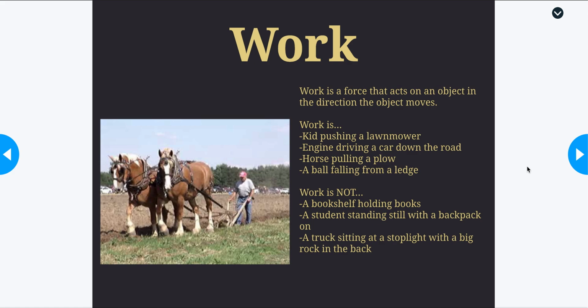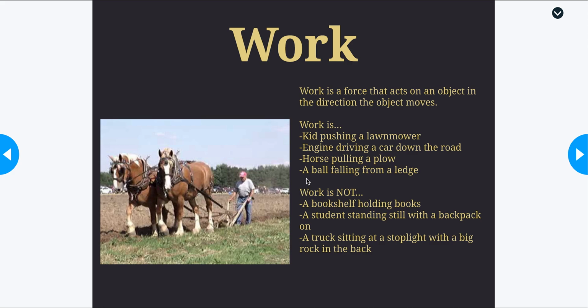So, a couple of examples of work actually happening. If you have a kid pushing a lawnmower, that is work because the kid is exerting a force on the lawnmower and the lawnmower is moving, therefore work. An engine driving a car down the road. The engine is exerting a force on the car and the car is moving down the road, therefore you have a force and movement, therefore you have work. Horse pulling a plow, you see that image right here. The horse is exerting a force on the plow, and the plow is moving, therefore work is being done.